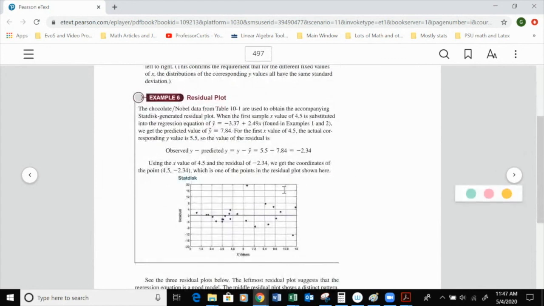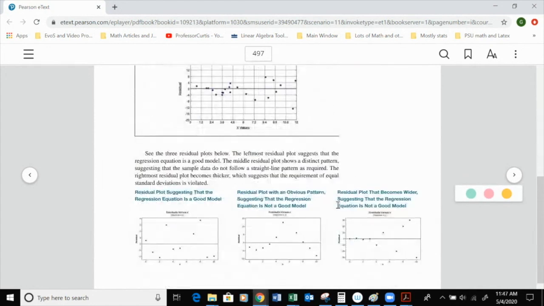I think this chocolate one's a little hard to look at, but here are some examples at the bottom of the page. This is a great residual plot. Here's the x's, and there's the residual, and x with its residual, and x with its residual. And you say, do you see the pattern here? And your answer is, no, I don't see any pattern at all. Well, good, you're not supposed to see a pattern. We don't want to see any pattern.